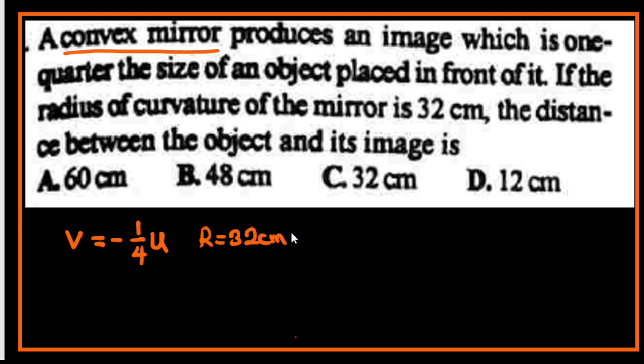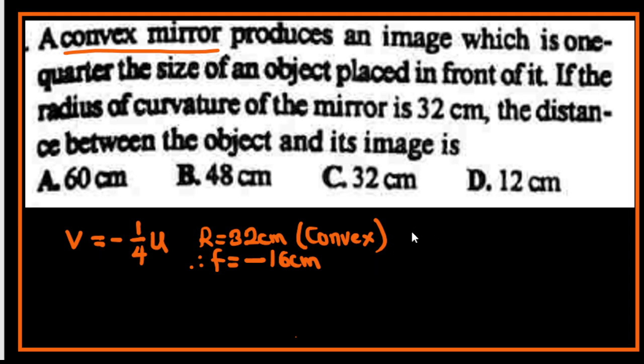centimeter. Let me be more specific, convex. 32 centimeter convex. That automatically implies that our focal length is going to be minus, don't forget it's a convex mirror, minus half of the radius of curvature, and that is minus 16 centimeter.